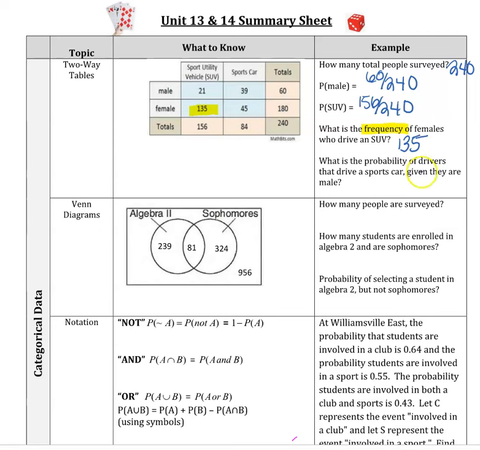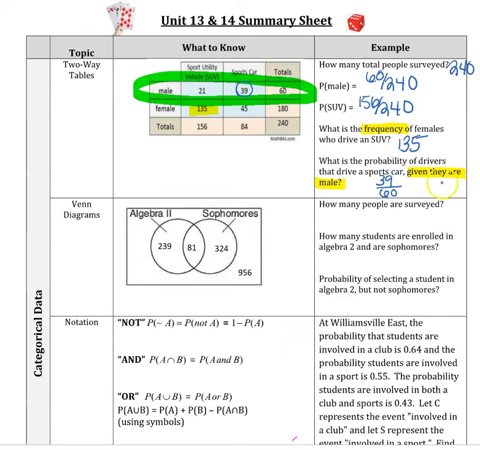What is the probability of drivers that drive a sports car given they are male? So this is where I go to given they are male. That's that row. So there's 60 males in this study. Then that they drive a sports car. 39 males drive sports cars. And that would be your probability.